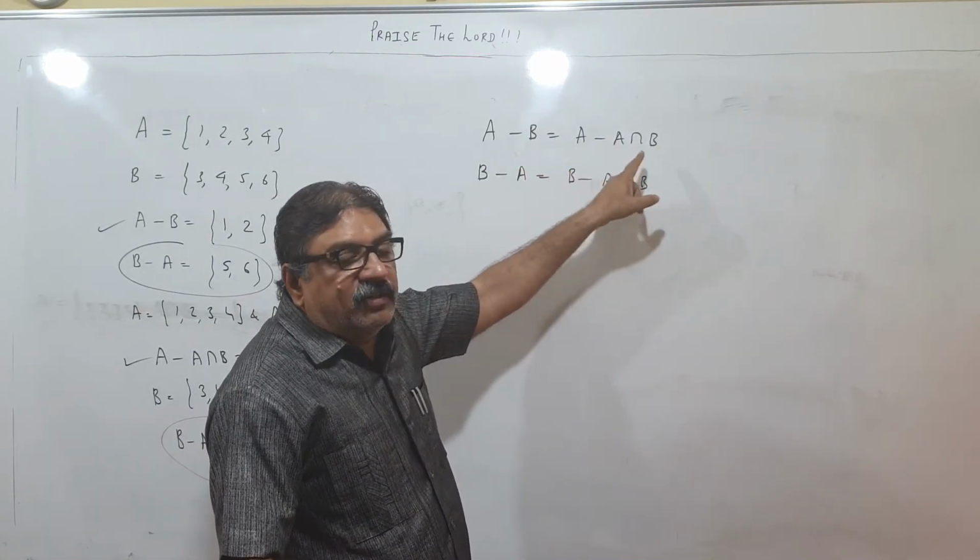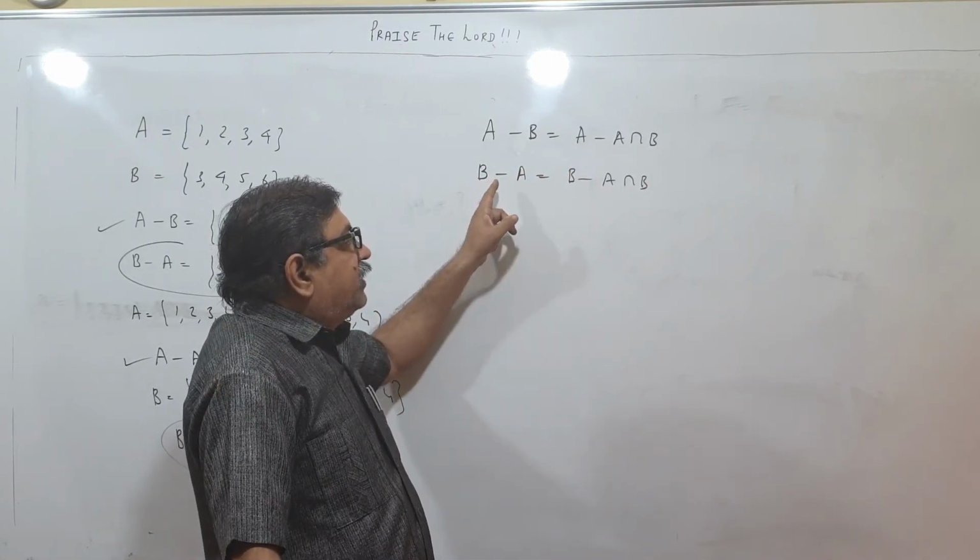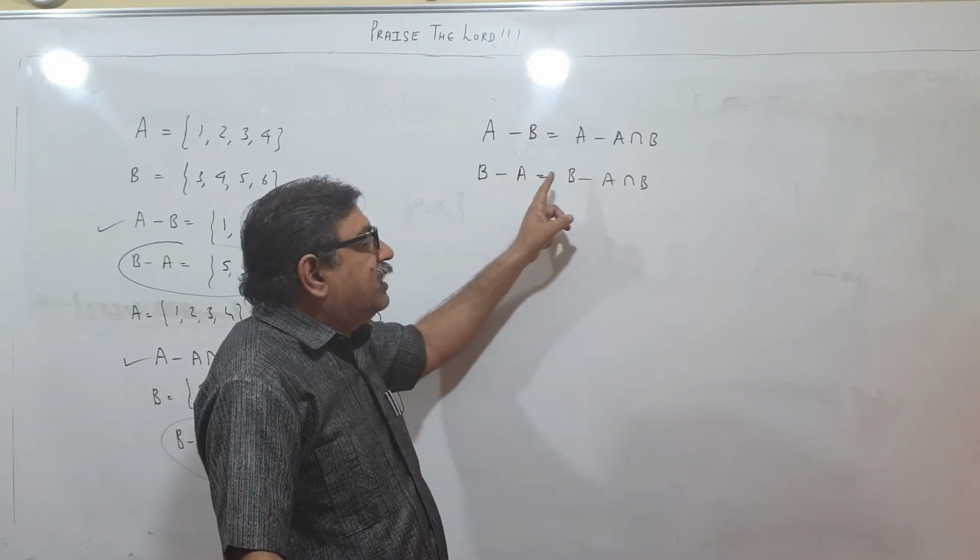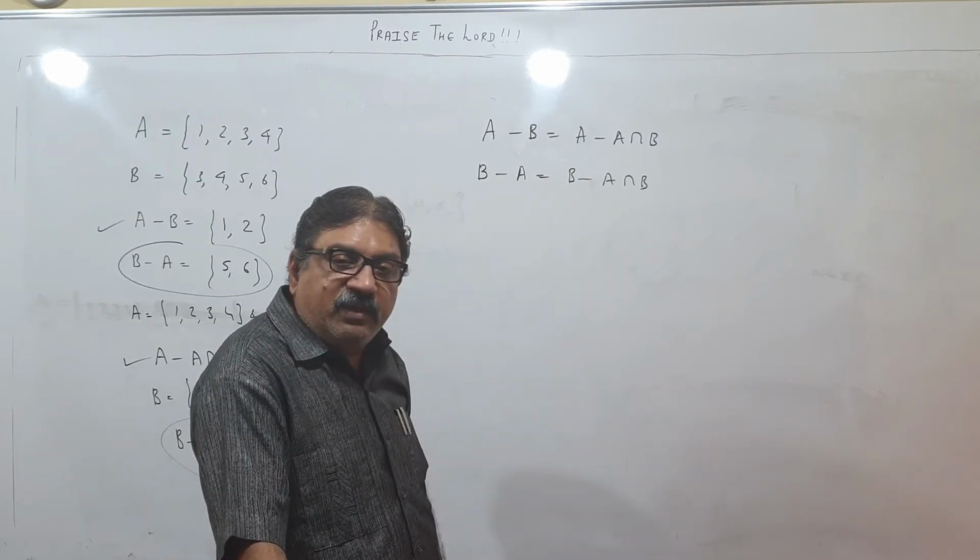So we come to know that the set obtained by taking the difference of A and B, and the difference of A and A intersection B, are the same. The set obtained by taking the difference of B and A, and the difference of B and A intersection B, are the same sets.